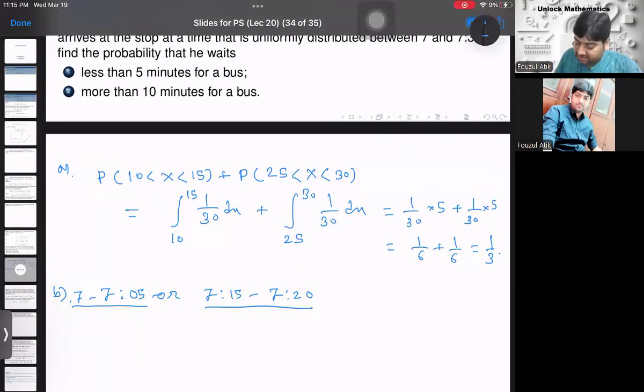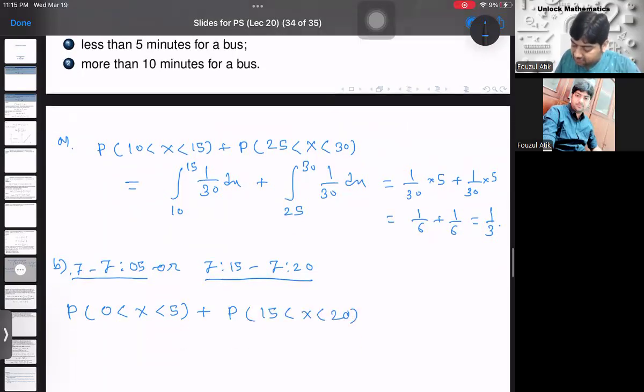So to get the probability that the passenger has to wait more than 10 minutes is basically the probability of 0 less than X less than 5. This is because we are calculating X values after 7 onwards. Right? So 7 to 7:05 means that X value is between 0 to 5. And then this one is 15 less than X less than 20.